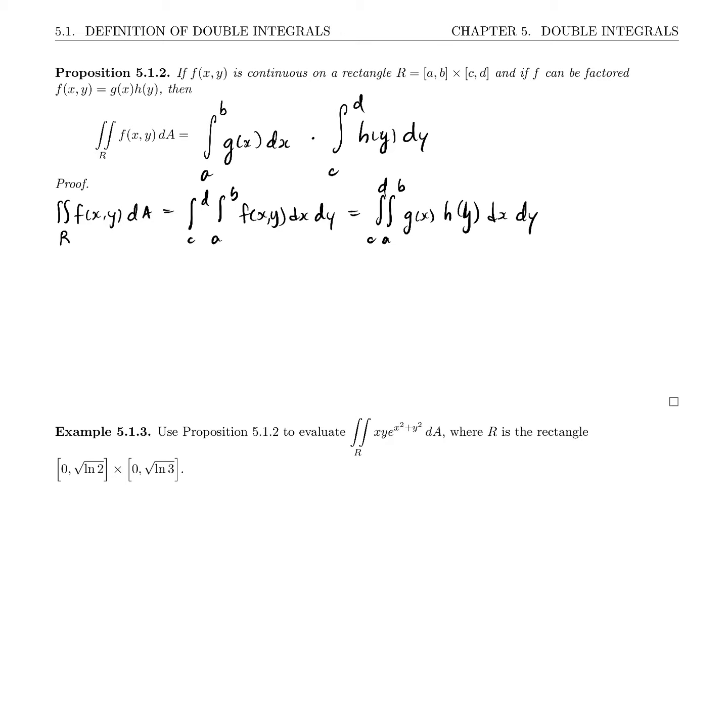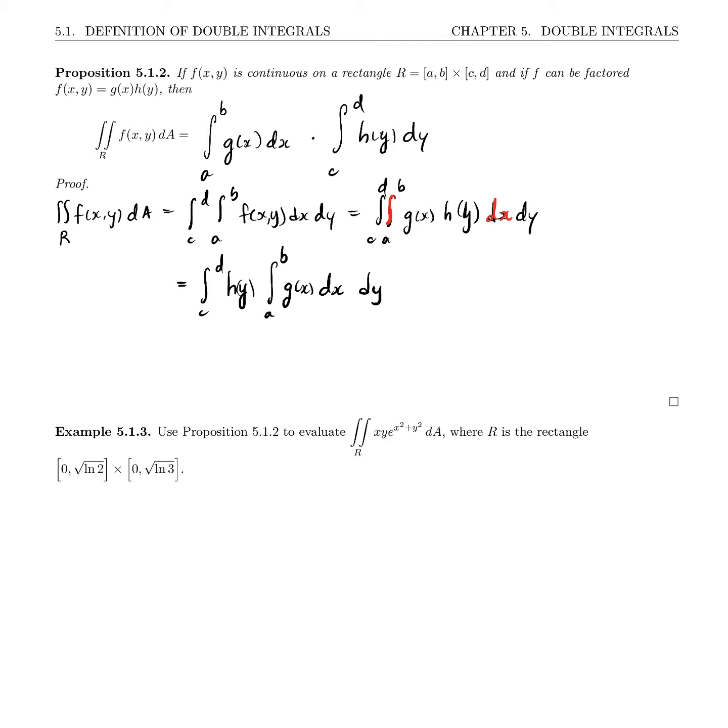Now, this first integral here, in red, is an integral with respect to x. So h of y is constant. I'm going to bring h of y outside of that first integral. I can't bring it outside of the second integral because the second integral is with respect to y. So I'll bring it in between the two, which means that I'm going to get here the integral from c to d of h of y times the integral from a to b of g of x dx times dy.